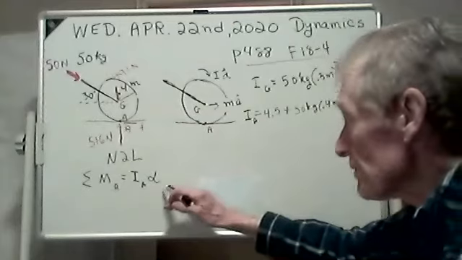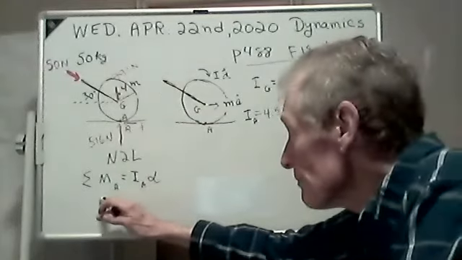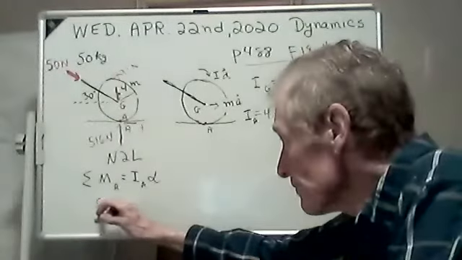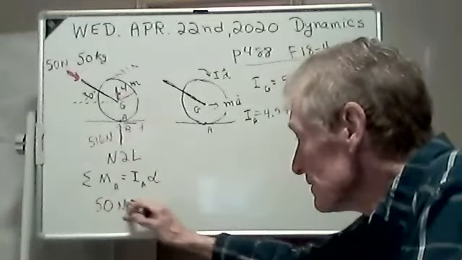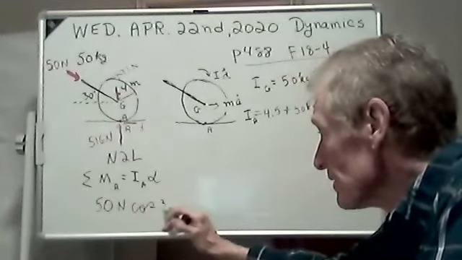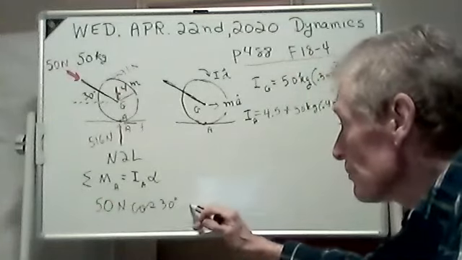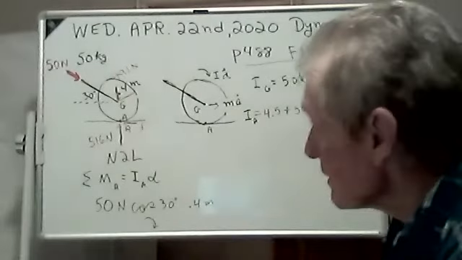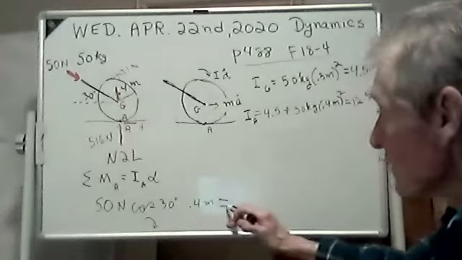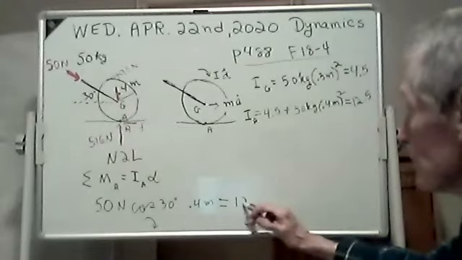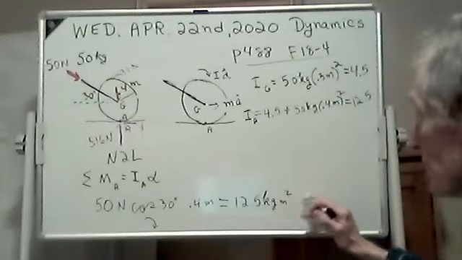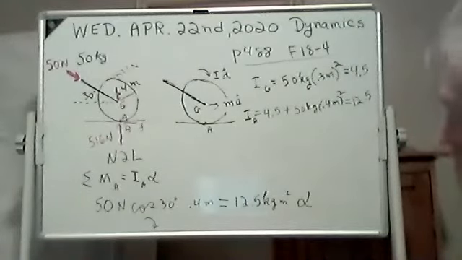And so what you'll have is, you really have a component of that 50. You'll have 50 newtons cosine of 30 times your 0.4 clockwise, and you're done. That's it on the left. On the right, it's 12.5 times alpha. I like that equation. There's only one unknown. We can get the alpha.